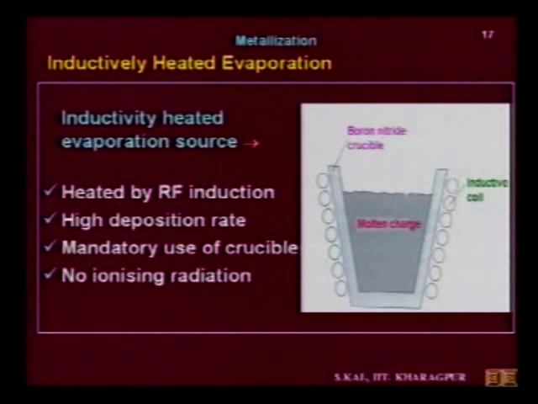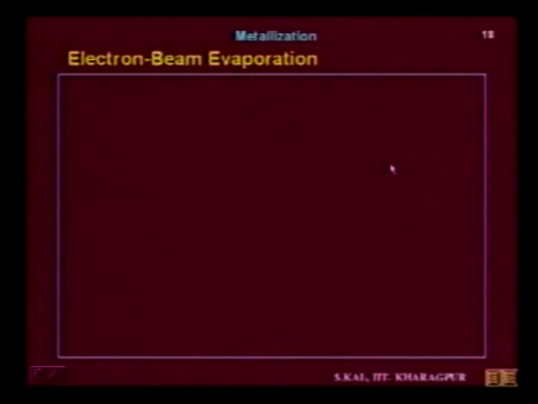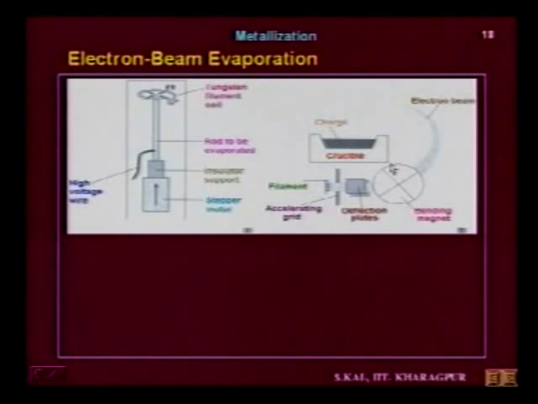Okay? And the third technique is electron beam evaporation. The electron beam evaporation technique is different from the earlier two techniques, the resistive heated evaporation or the inductive heated evaporation technique. Here, what we do, we use a crucible like in the inductive heated evaporation, but the crucible is not heated. A charge is kept inside a crucible, and the crucible inside an electron beam evaporator is known as a hearth.